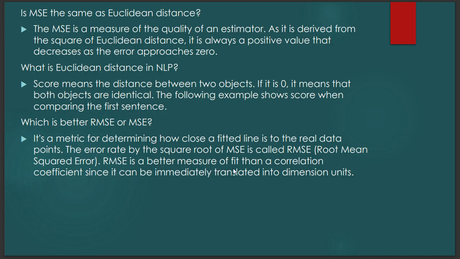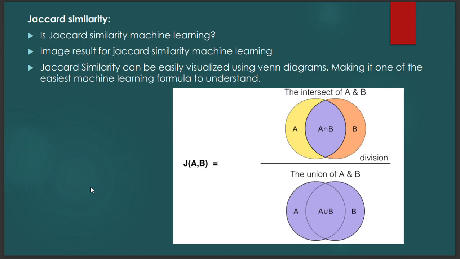RMSE is a better measure for fit than the correlation coefficient since it can be immediately translated into dimension units. Another one is Jaccard similarity. Is Jaccard similarity machine learning? Jaccard similarity can be easily visualized using Venn diagrams, making it one of the easiest machine learning formulas to understand.